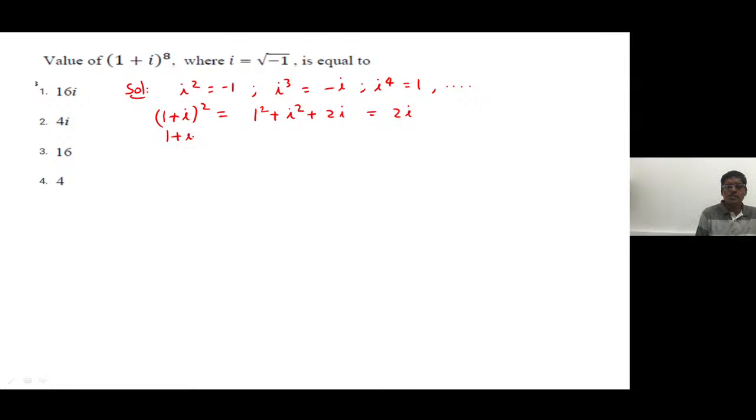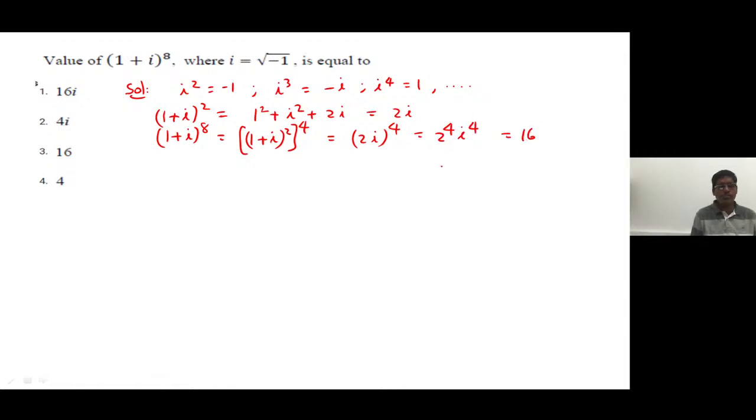Next, (1 plus i) whole to the power 8 can be written as (1 plus i) whole square, whole to the power 4. (a to the power m) whole to the power n is a to the power mn. So this is (2i) whole to the power 4. That means (ab) whole to the power m is a power m into b to the power m. So 2 power 4 into i to the power 4. This is 16, i power 4 value is 1. So please check accordingly, the option is C.